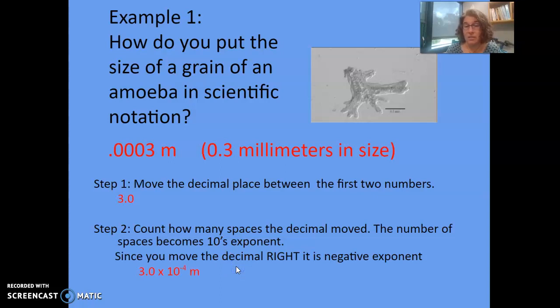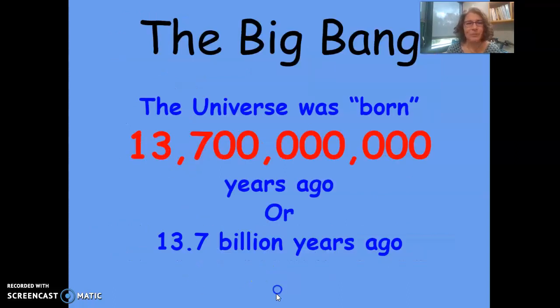Notice as well that our starting value here is smaller than 1, so our exponent is going to be negative. So our value of 0.0003 meters expressed in scientific notation is 3.0 times 10 to the negative fourth meters. Notice as well I've held onto the units here. That's an important skill in science.